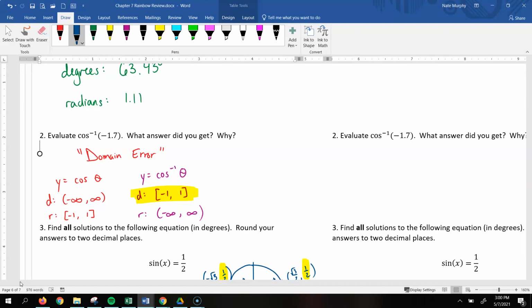Now this is saying the inverse cosine. Remember what's true about an inverse: the domain and range switch. So what was the domain is going to be the range for the inverse, and what was the range is now going to be the domain for the inverse. So that means for the inverse cosine, the domain has to go from negative 1 to 1. Anything outside of that is not going to be possible. And negative 1.7 is outside of that, so that's why it's not possible. It's outside of our domain.